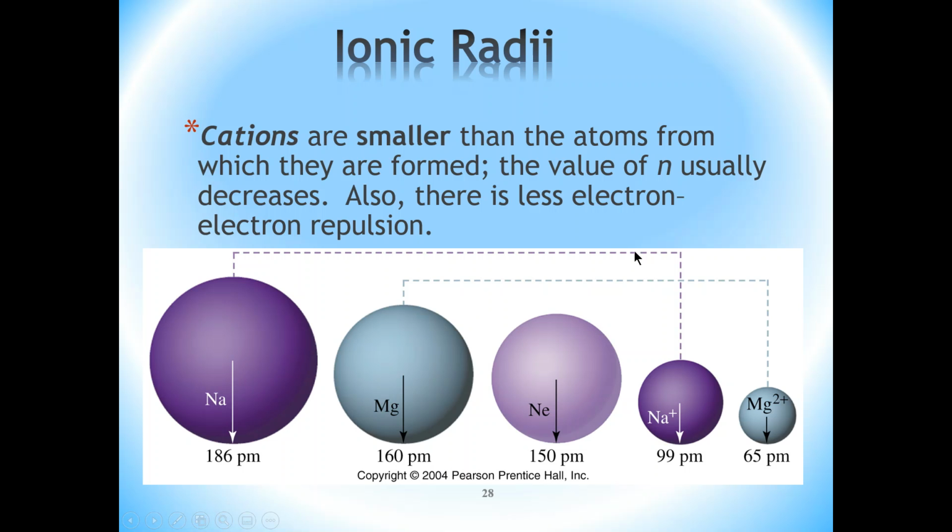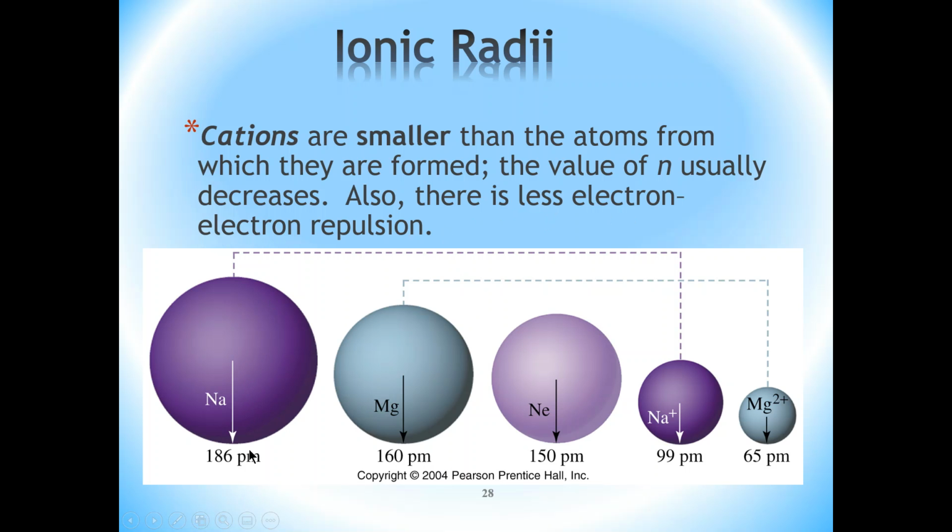Now, let's look at some trends that we'll observe when you compare the size of the cation, which is a positive ion, compared to the size of the atom from which they're formed. And what you're going to find, and this is without exception, is that the cations are smaller compared to the atoms from which they're formed, right? And the reason for that is that as the atom loses an electron, which is, of course, going to be the valence electron, then basically the nucleus will have a greater pull on the remaining electrons. In addition, there's less electron-electron repulsion, right?